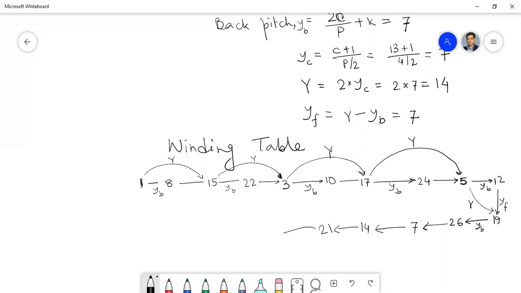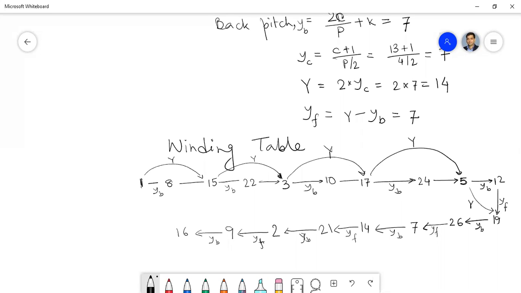The next one will be, sorry, 21 plus 7, 28. So that means it will be 2. 26 plus 2, 28. The next one will be 2 plus 7, 9. 9 plus 7, 16. So that means here front pitch, back pitch, front pitch, back pitch is coming. So this is front pitch. This is back pitch. This is front pitch. This is back pitch. Again, this is front pitch, and this is back pitch.